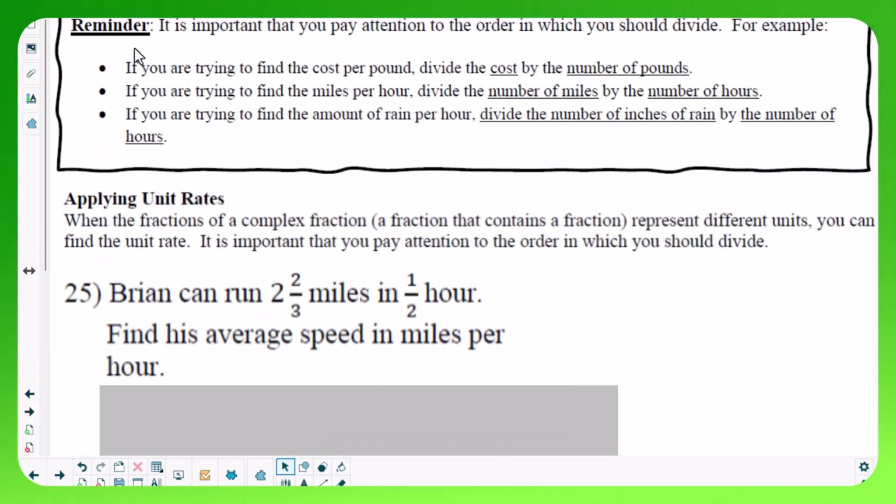Now, just some reminders for us as we head into the next set of questions. It's really important that you pay attention to the order in which you should divide when you're finding unit rates. So I want to remind you that if you're trying to find the cost per pound, make sure you take the cost divided by the number of pounds. If you're trying to find the miles per hour, divide the number of miles by the number of hours. And if you are trying to find the amount of rain per hour, for example, divide the number of inches of rain that fell by the number of hours. I'm reminding you of this just because I've seen lots of mistakes or errors with this in years past, so it's something important to stress moving forward.